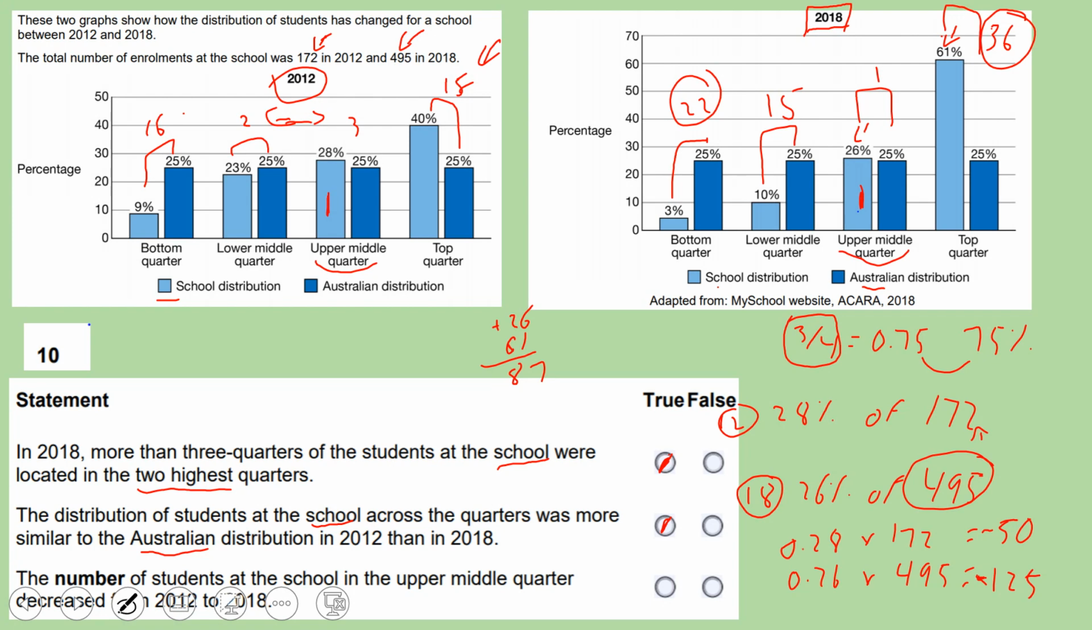So that means that there was definitely a greater number of students at the school in the upper middle quarter in 2018. So when it says did it decrease from 2012 to 2018, no, it did not. It's gone from 50 up to 125, approximately.